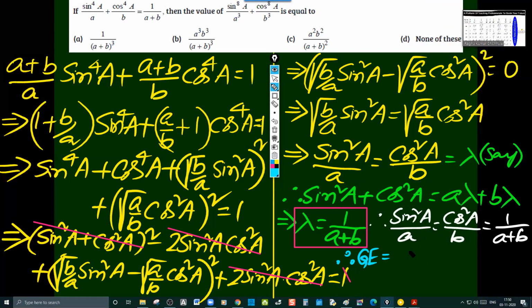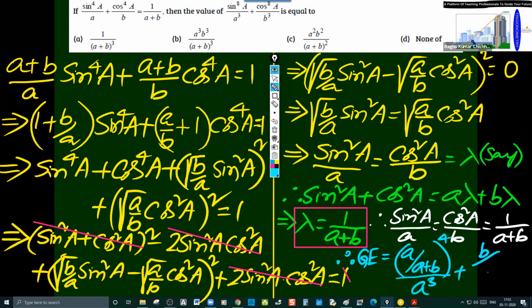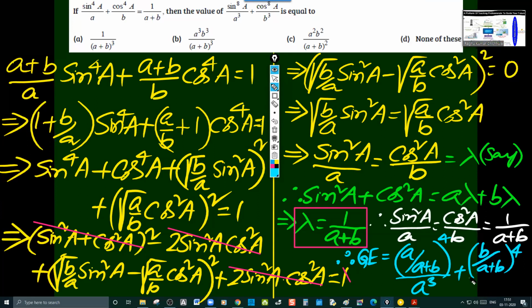A by A plus B. Correct, no? A by A plus B whole power 4, please. This square is there. A by A plus B whole power 4, plus whole divided by A cube, which is there already. Plus B by A plus B whole power 4 divided by B cube. Correct. This is to be simplified to get the answer.